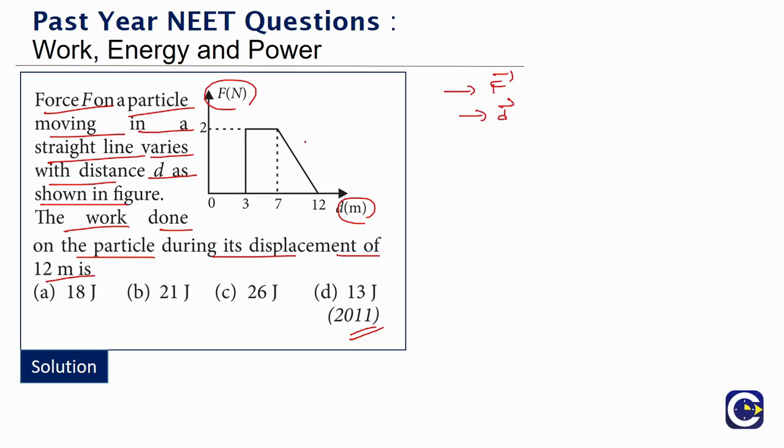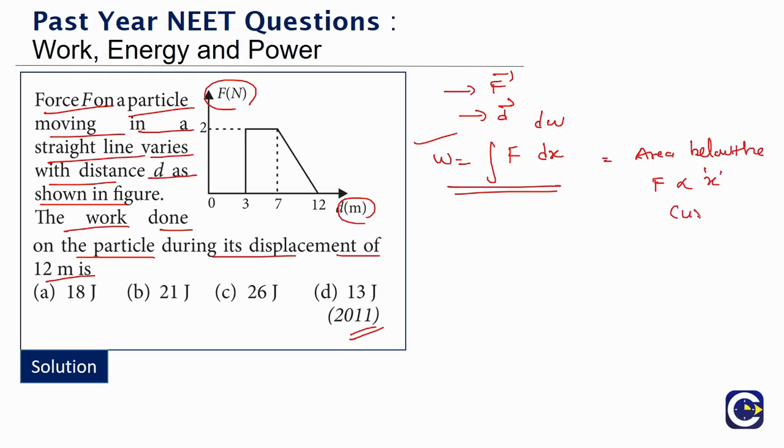Now it's a variable force. For a variable force, if you consider a small displacement dx, then the work done in that small displacement will be F dx. We want to find the overall work done, means we have to integrate it. Now graphically the work will be represented by the area below the force and position or displacement curve.